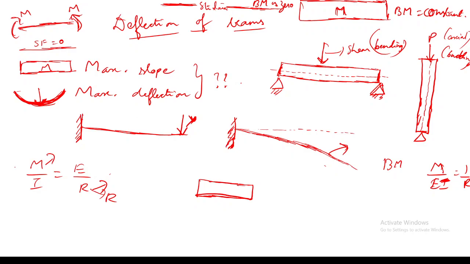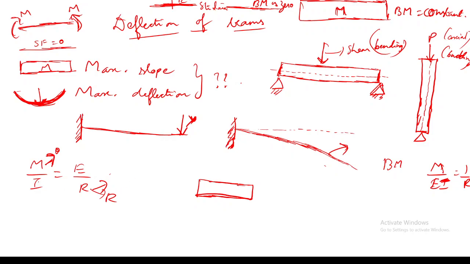Whereas if the bending moment value itself is zero, what happens to the radius of curvature of the beam? Infinity. Yeah, infinity. So it will be a straight line, right? So for a straight line, the radius of curvature is infinity.